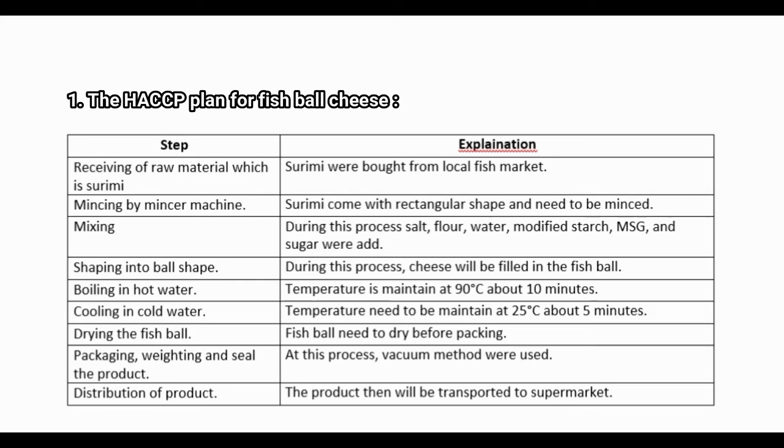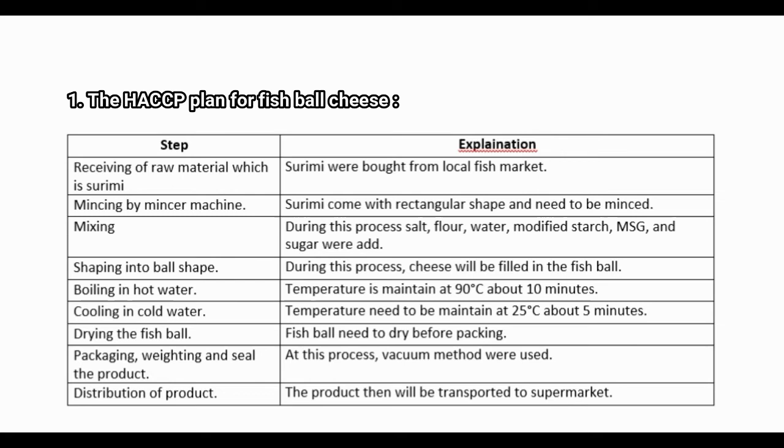The surimi was bought from the local fish market. Then mincing by mincer machine. Surimi comes in a rectangular shape and needs to be minced. Then mixing. During this process, salt, flour, water, modified starch, MSG and sugar were added. Next, shaping into ball shape. During this process, cheese will be filled in the fish ball.